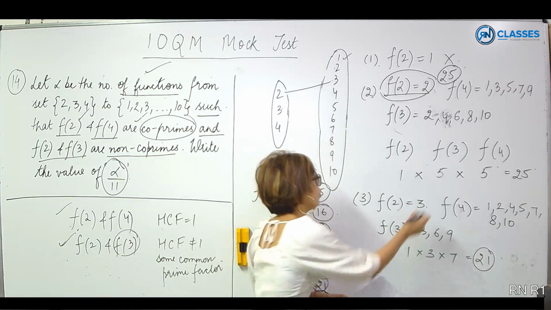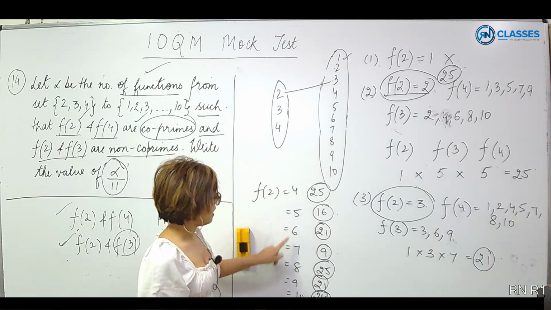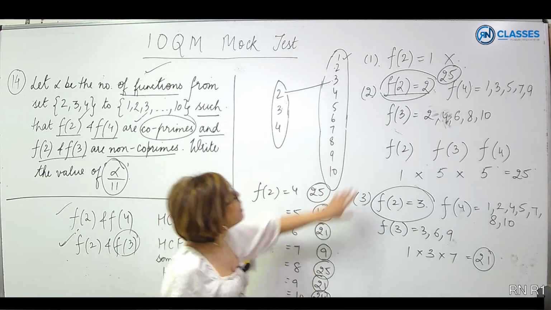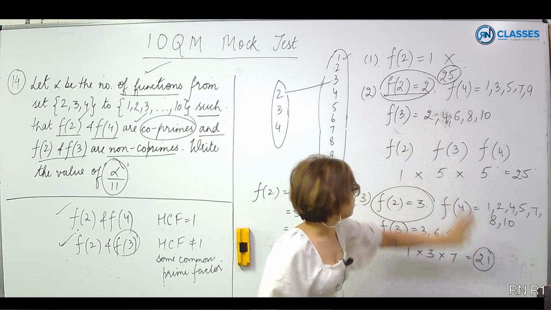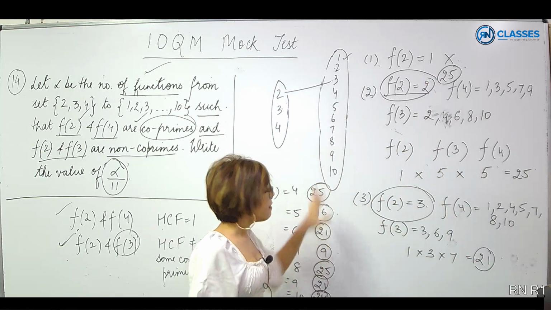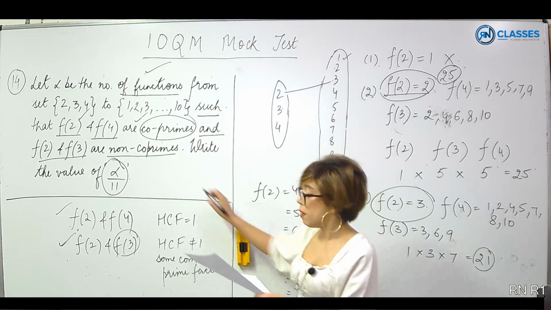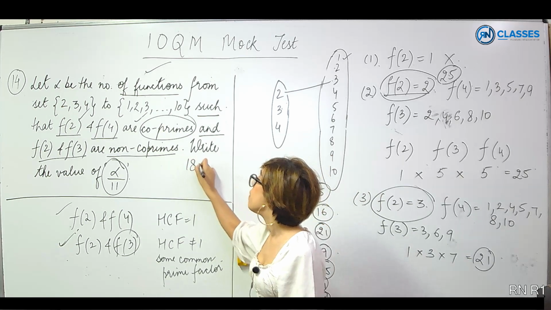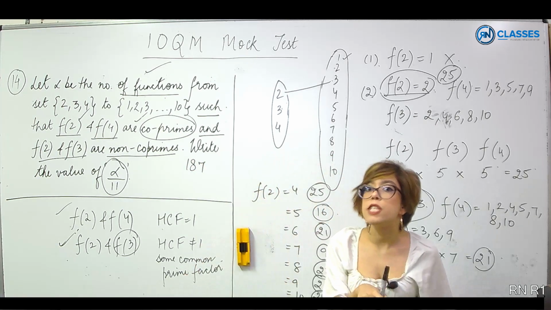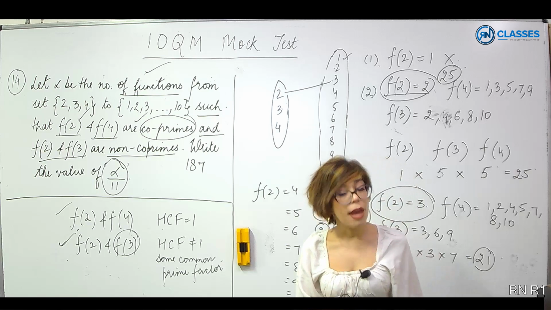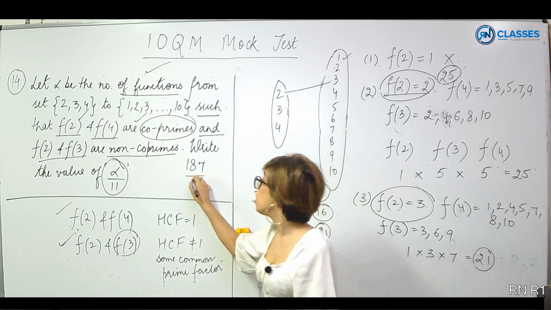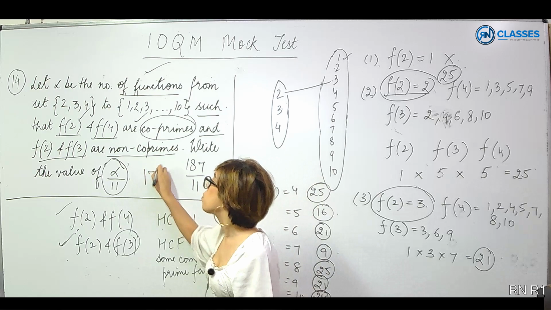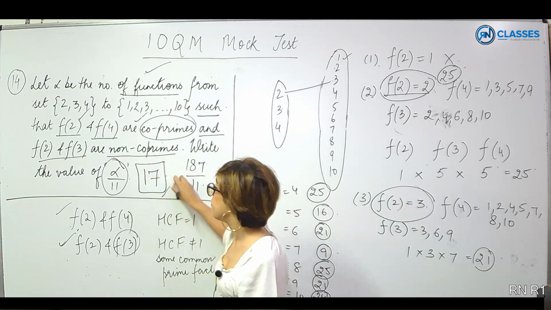2, 3, 4, 5, 6, 7, 8, 9, 10. Right? And the number of functions. Add this. When I add all of these, in total, I am getting 187 functions. That means alpha is 187. But I don't want alpha. I want alpha by 11. So divide by 11. So obviously, the answer for this question turns out to be 70.